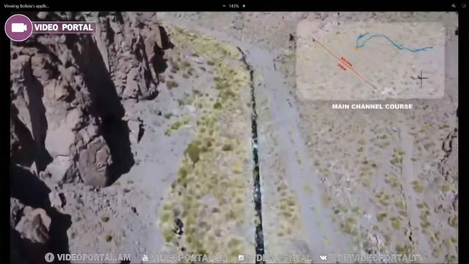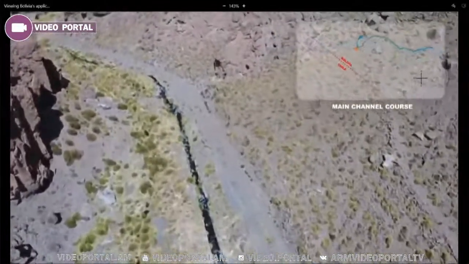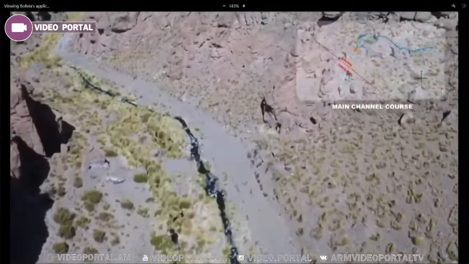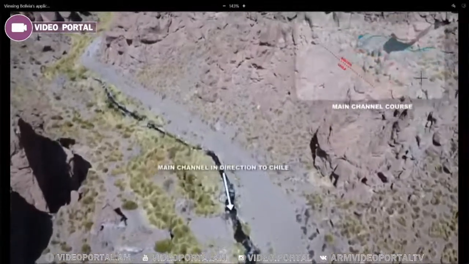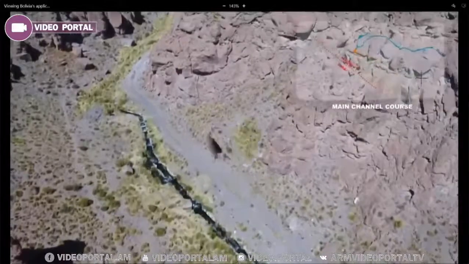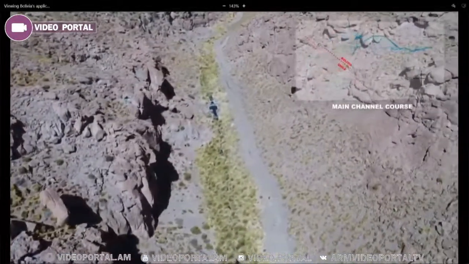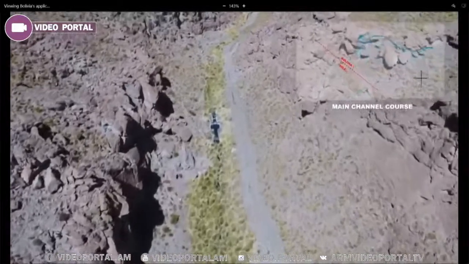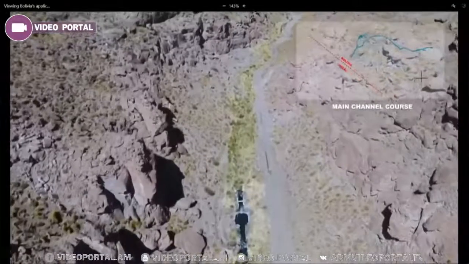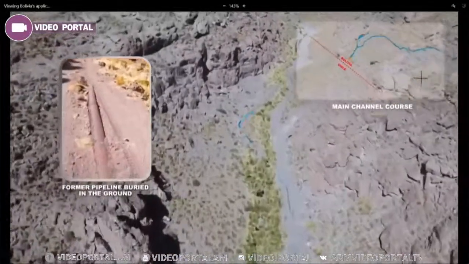And as we continue moving in a southwesterly direction along the principal canal toward Chile, you can see that the water has gained in momentum and volume. And along the channel, you can see a road that runs the length of this entire ravine. And if you look carefully, you can see the dark lines in that road, which are the remnants of the Chilean pipeline to San Pedro.